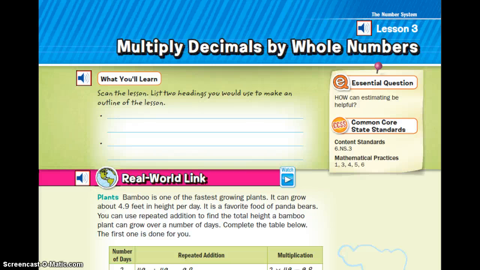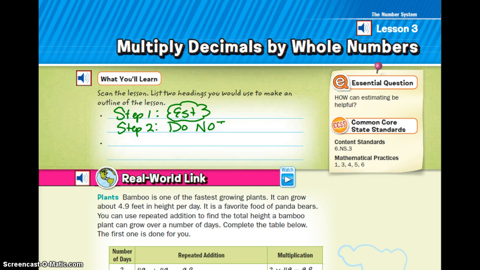In Chapter 3, Lesson 3, multiply decimals by whole numbers. So, back to our steps. Step 1 will always be to estimate. The estimate is very important. I keep stressing this.